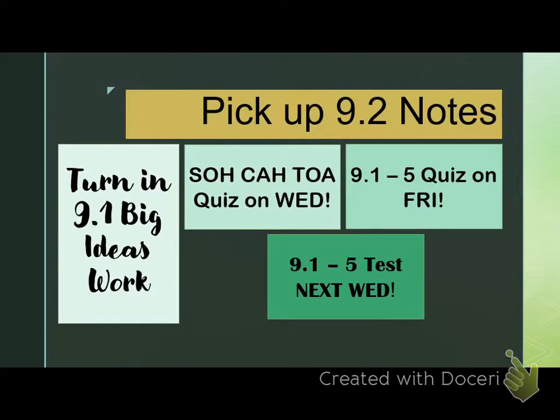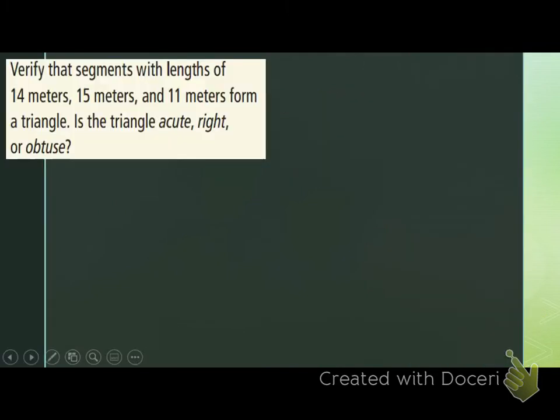So we have 9.2 notes. We're going to write this question on the back. Verify the segments with the lengths 14, 15, and 11 form a triangle. Is the triangle acute, right, or obtuse? So first we're going to verify. What do we do to verify that any lengths form a triangle?